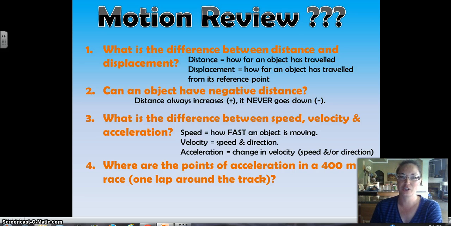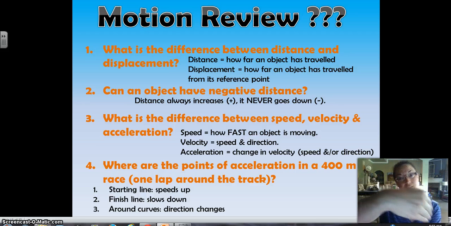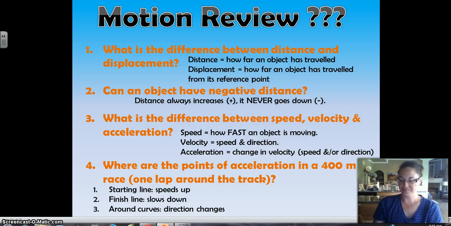then acceleration has occurred. So in our 400-meter race, acceleration will occur at the starting line when the runner is speeding up. During the race, at periodic times throughout the race, the runner might speed up, slow down a little bit, so acceleration will be occurring there. At the finish line, when the runner passes the finish line and begins to slow down to a stop, that's also acceleration occurring. And anytime the runner is going around one of the curves, their direction is changing, so acceleration is also occurring on the turns.